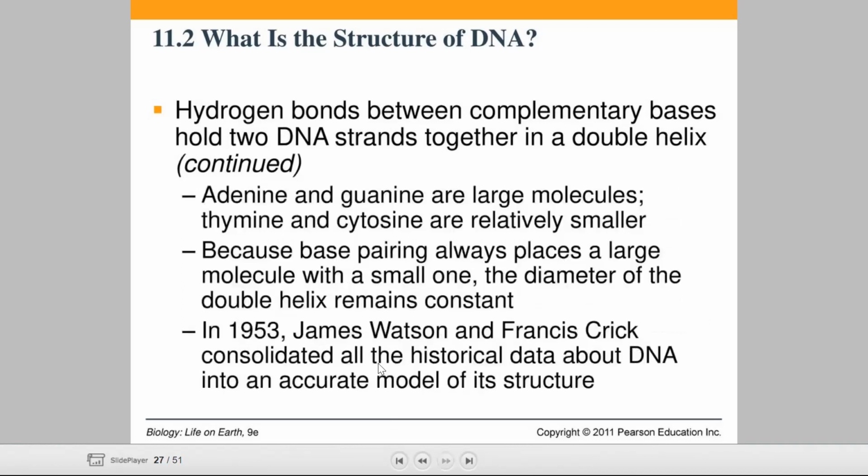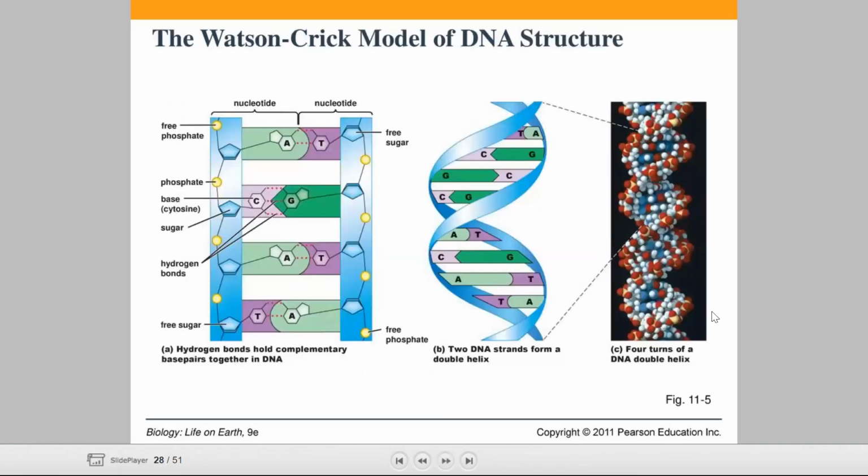Now, adenine and guanine are large molecules since they are double ring. So in terms of molecular size, they are larger compared to thymine and cytosine, which are relatively smaller. Because base pairing always places a large molecule with a small one, the diameter of the double helix remains constant. In 1953, James Watson and Francis Crick consolidated all the historical data about DNA into an accurate model of its structure. This is the one that is usually depicted in any biology textbook.